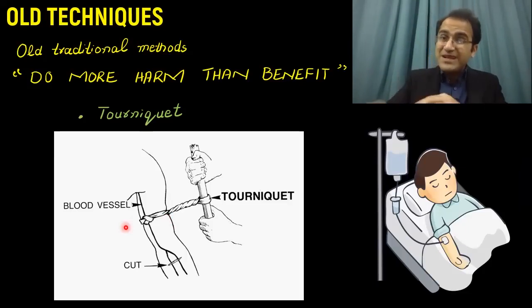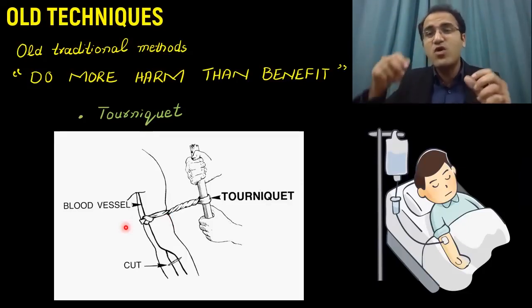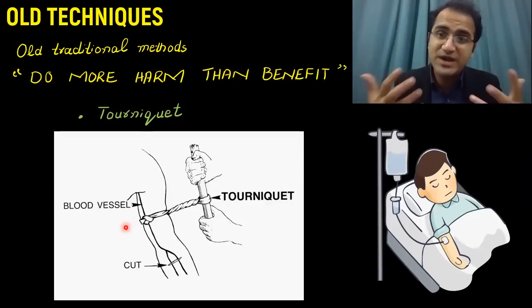So that's why we place a bandage which is not tight enough to occlude the arterial supply. It is just tight enough to occlude the superficial lymphatics.